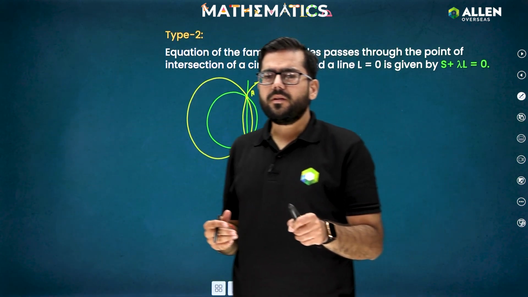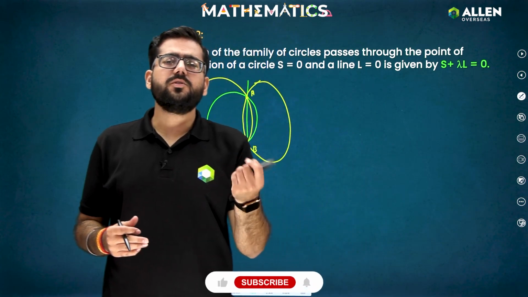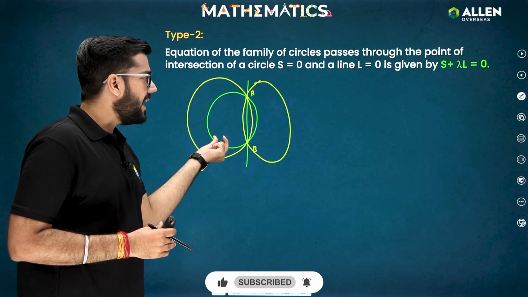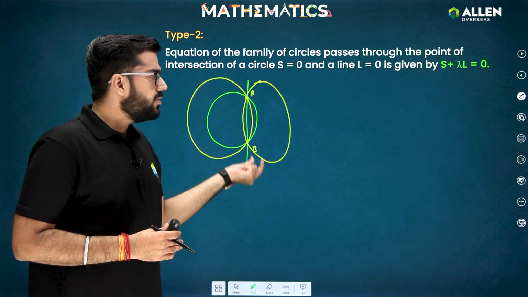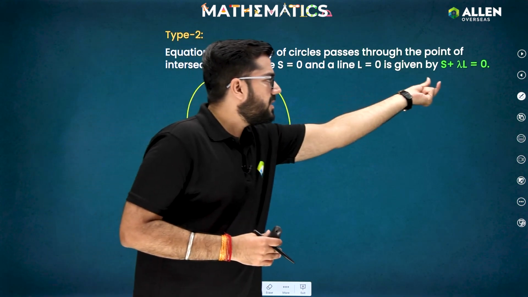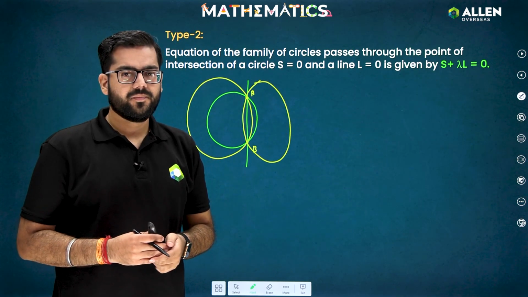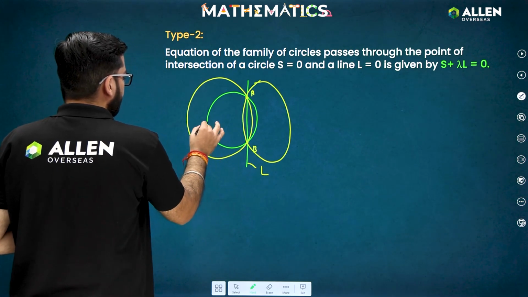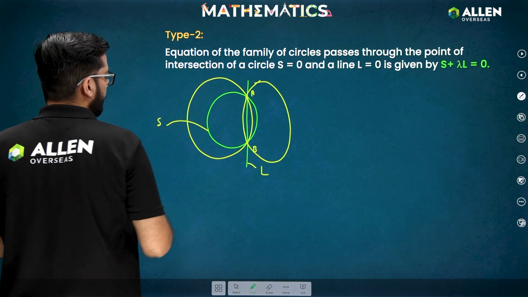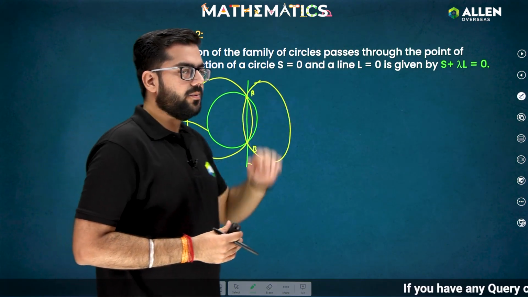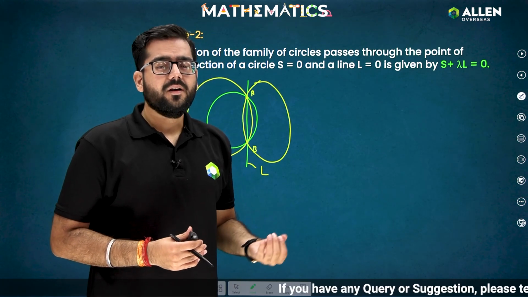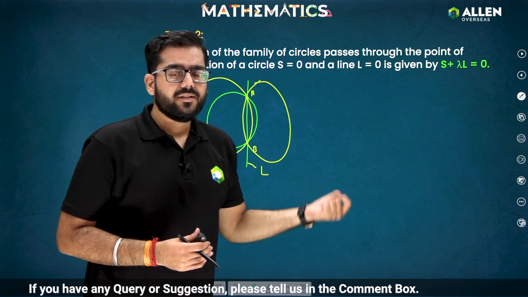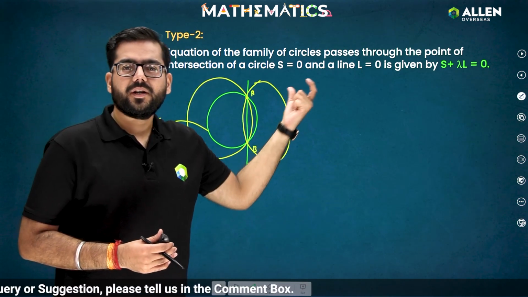Now how can we represent the equation of those circles? Again there is one circle S and one line L. So you can represent them as S plus lambda L equal to 0. This is your line L and this is your circle S. So S plus lambda L equal to 0, and you will get the family of circles which satisfy this condition. This is your type 2.